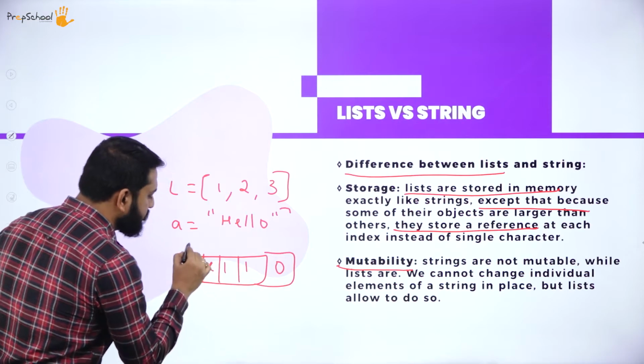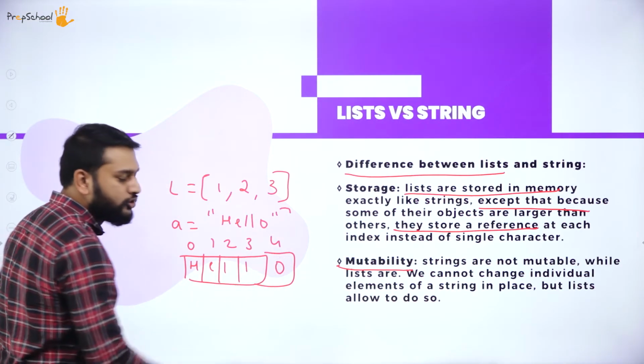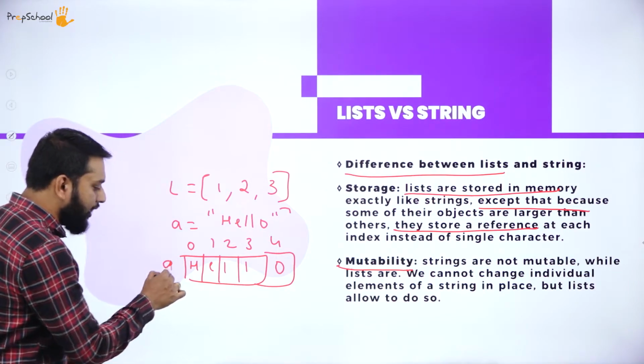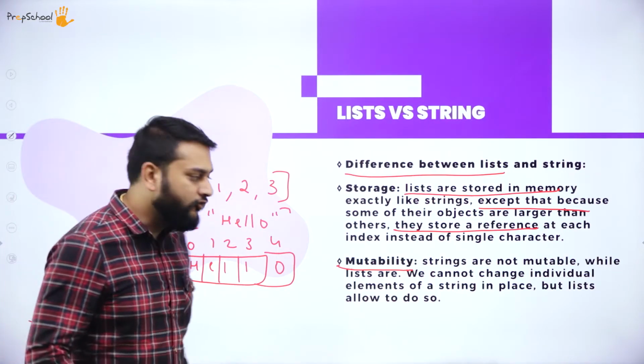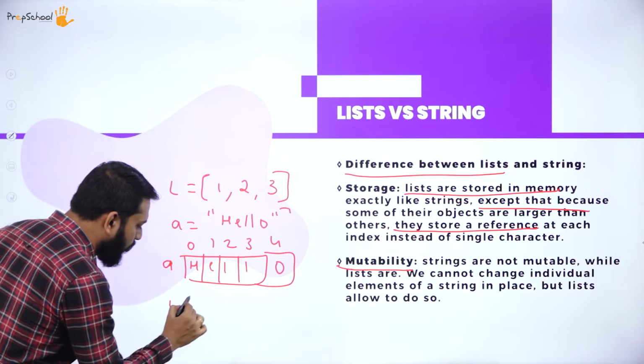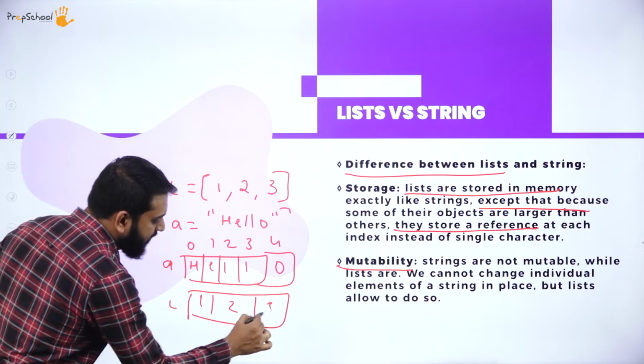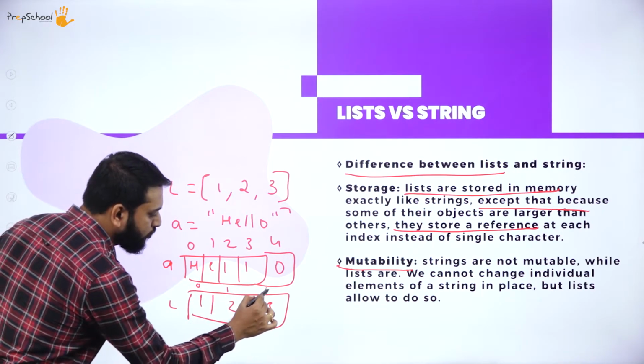H-E-L-L-O, right? So 0, 1, 2, 3, 4. This is how it looks in the memory. What is the name of the string? A. The variable is A. Fine. How do I represent this list? The same way. The memory representation is the same. So 1, 2, 3, and the index is 0, 1, 2.